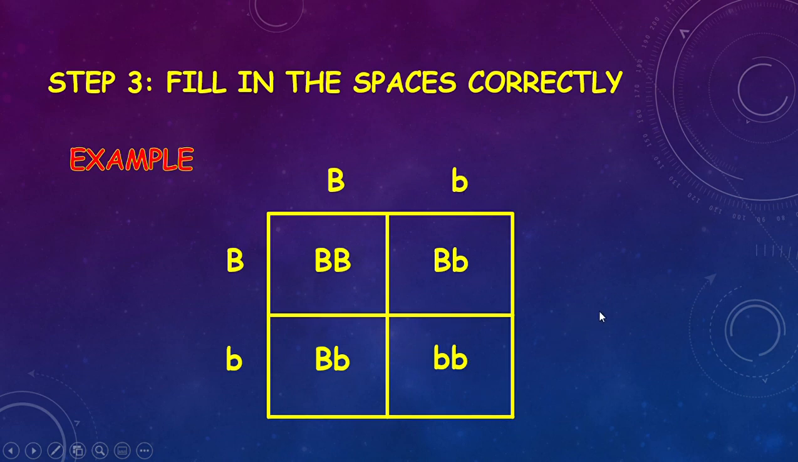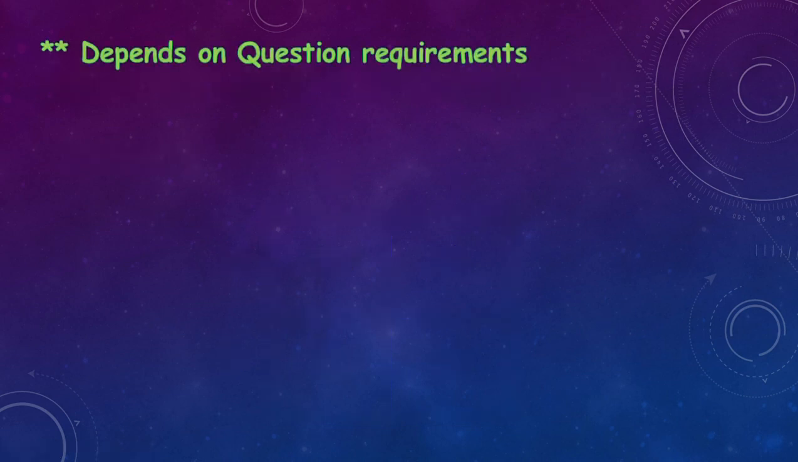Okay, so now we've drawn the Punnett square and filled it in. Now the rest of the question is going to depend on the requirements that have been asked of you. In my question, I asked what the potential genotype and phenotype ratios are. So I'm focusing on the ratios.